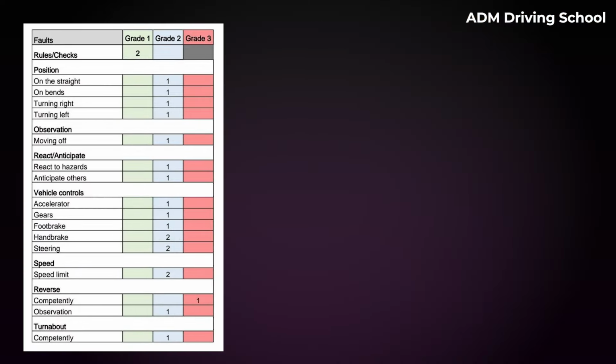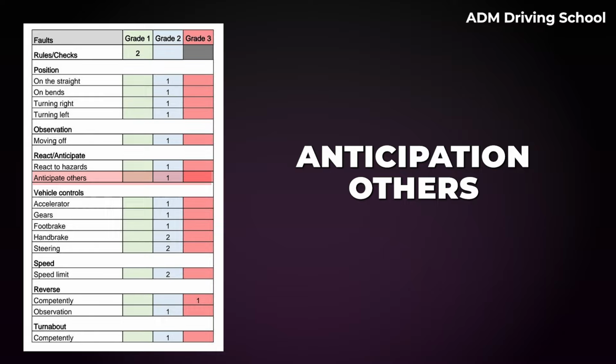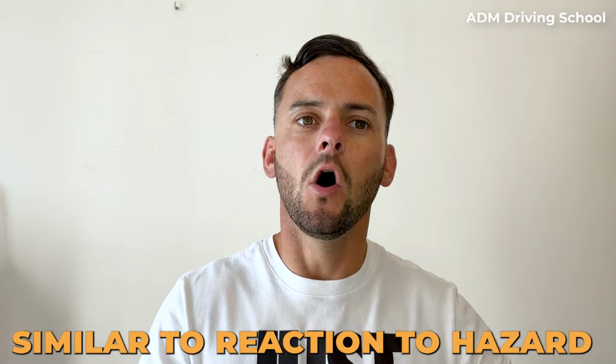Next we see they also got a grade 2 for anticipating others. That usually means that you are driving down the road and the tester felt it's very similar to a reaction to hazards, but somebody wanted to cross the road or pull out from a garden and it would have been easier and safer to let the person cross or pull out in front of them.